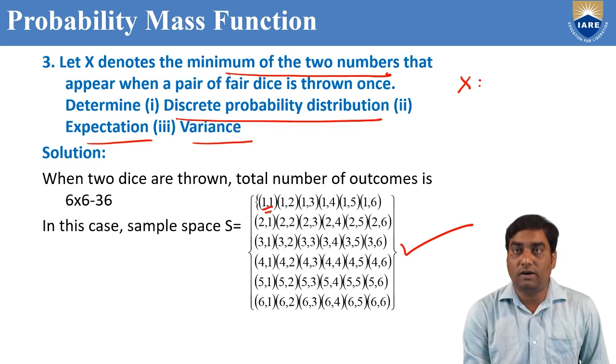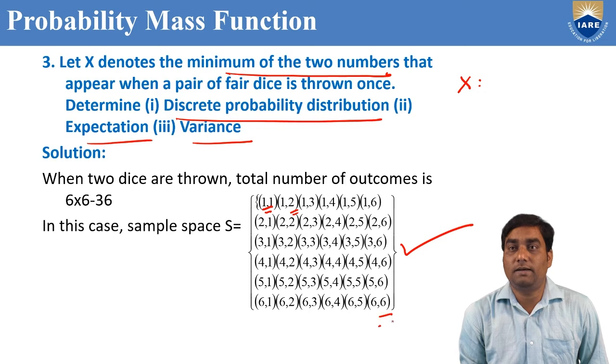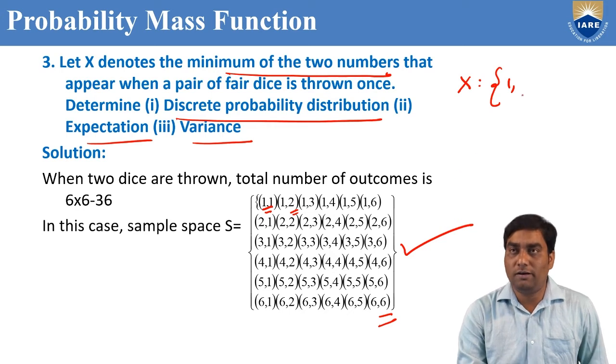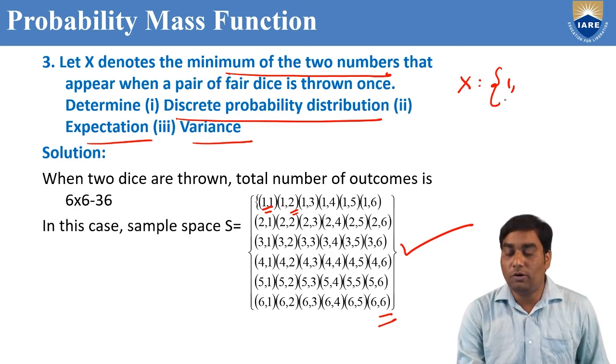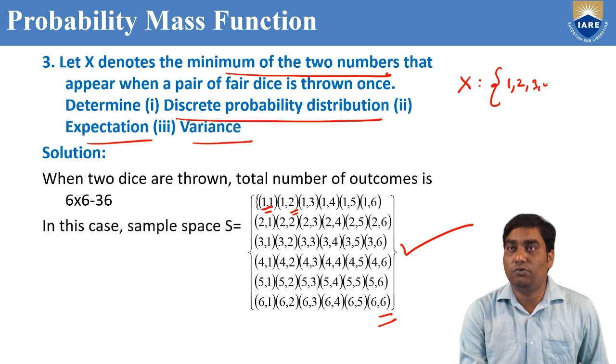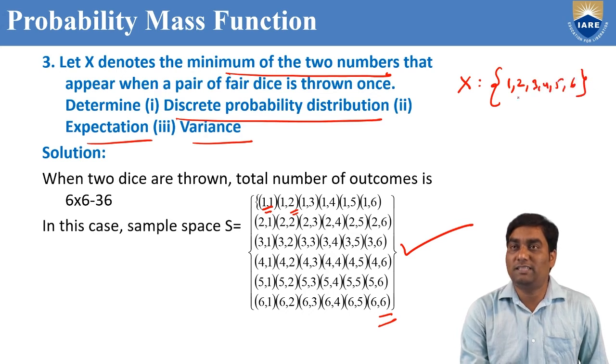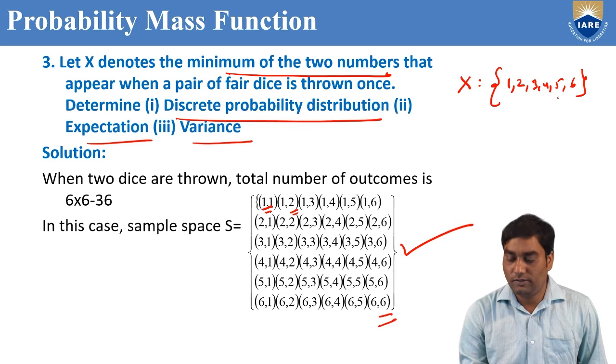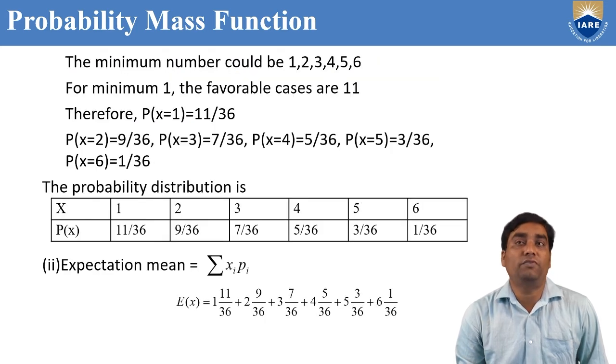From 1 comma 1, 1 comma 2, up to 6 comma 6, totally 36 events are there in the sample space. Here, for the random variable, we should identify the minimum of two numbers. Suppose we throw two dice. If 1 comma 1 comes, what is the minimum? In 2 comma 1, the minimum is 1. In 2 comma 3, it is 2. Like that, the minimum we can expect is from 1 to 6 only. So that's why the random variable is defined as 1, 2, 3, 4, 5, 6.